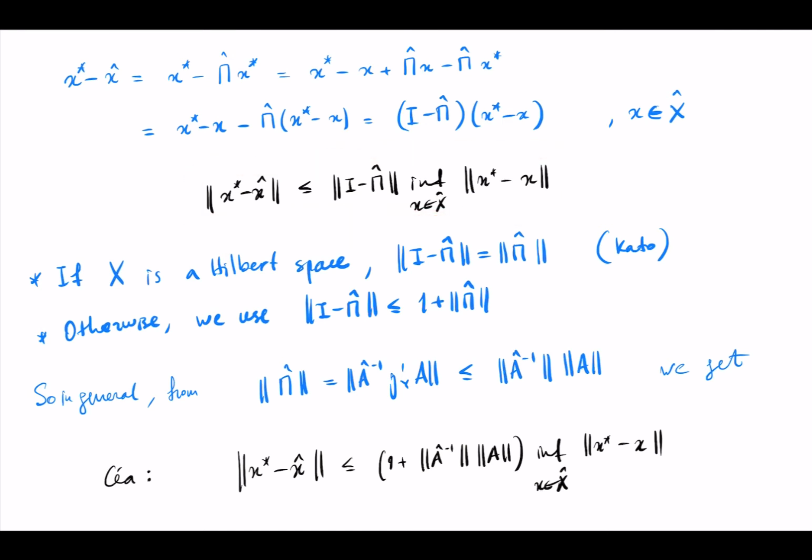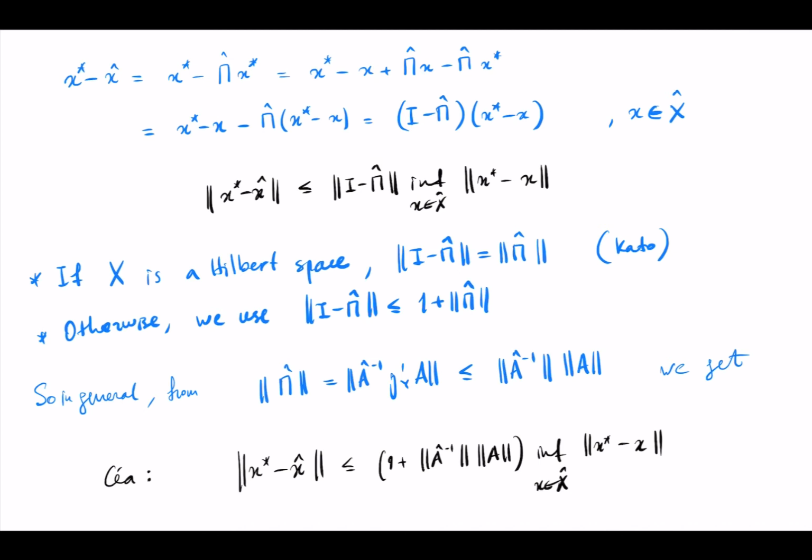And again, it's a quasi-optimal bound with the constant given by the operator norm of the identity minus the Galerkin projector. Now, if X is a Hilbert space, then there is an identity called Kato's identity that says that for any projector, the norm of I minus the projector is equal to the norm of the projector itself. So this will simply become the norm of the projector.